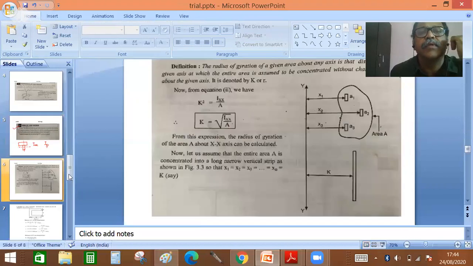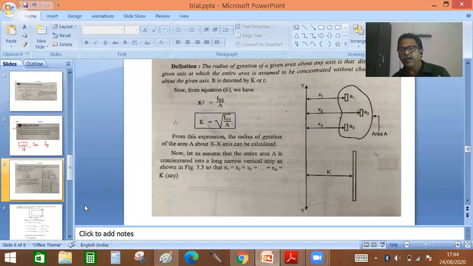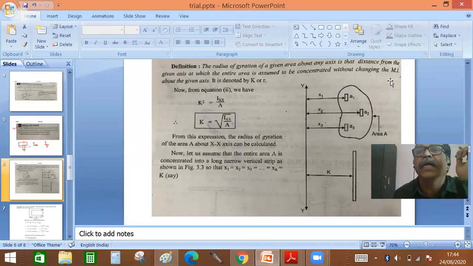Here is another one, the radius of gyration, which is another important definition from your examination paper. You can see many times it is repeated or asked to define radius of gyration, because its importance is very high. So what is radius of gyration? The radius of gyration of a given area, about any axis, is that distance from the given axis at which the entire area is assumed to be concentrated, without changing the MI about the given axis. We can explain it later on.